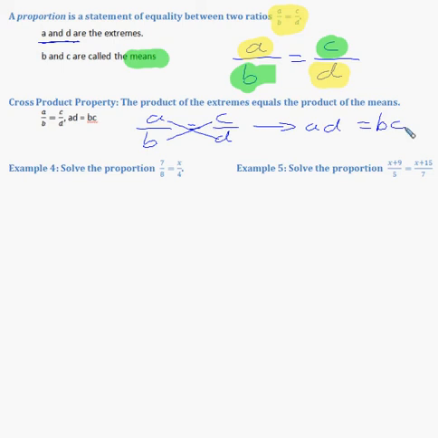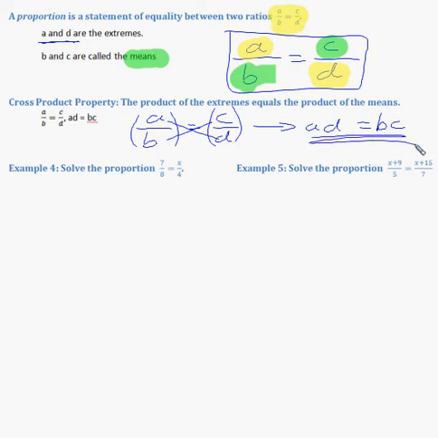And that property can be used to solve proportions if you have 3 of the 4 parts. So looking at a proportion, if 3 of these things are numbers and one's a variable, then you can solve that. Just real quickly, the reason the cross product property works is because of the multiplication property of equality. We could multiply both sides by the same thing to cancel some of the things there, and that would give you this equation right here.